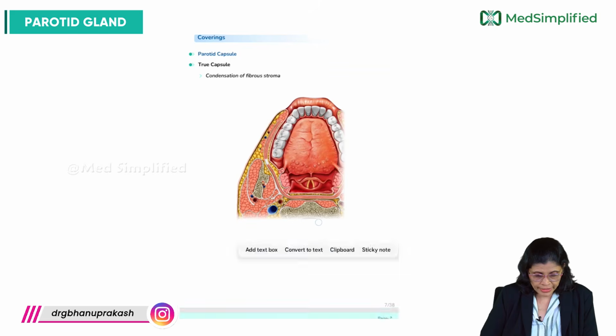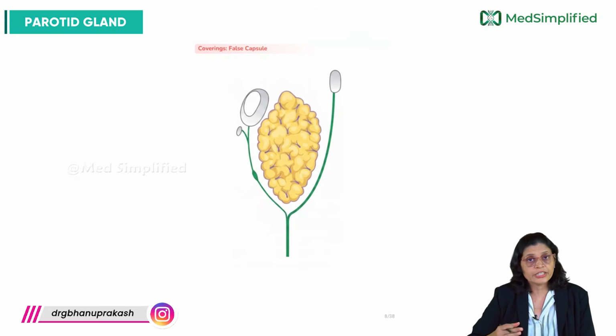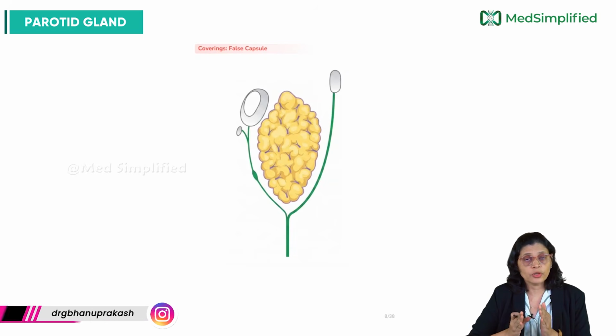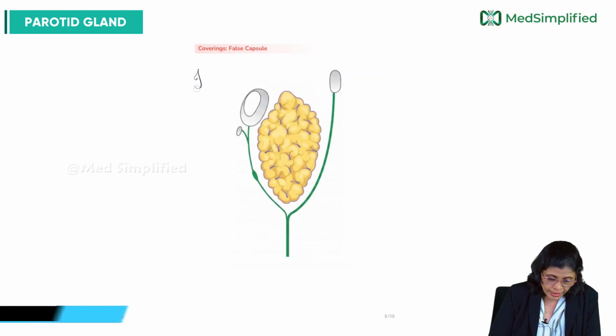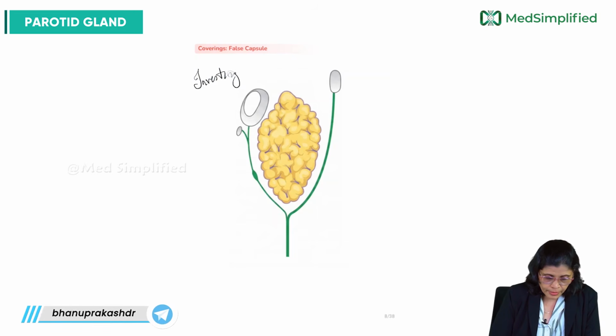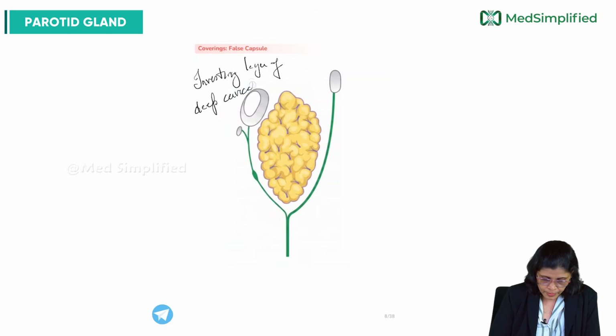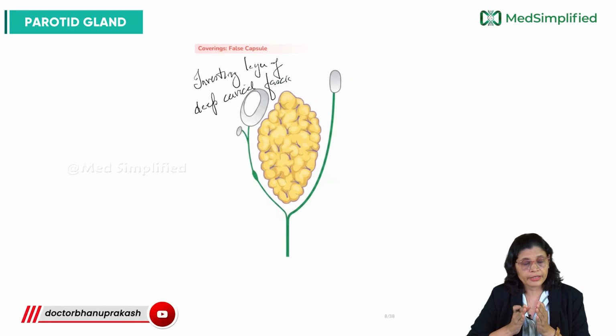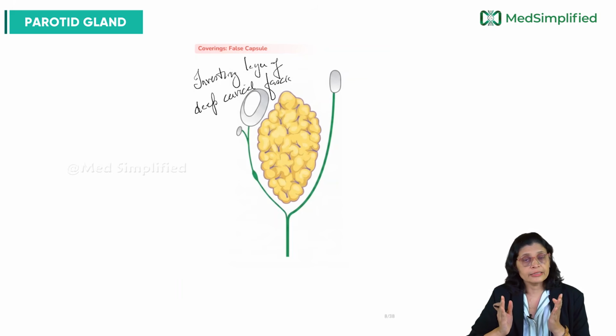Then outside, we have the false capsule or the parotid sheath. This false capsule is formed by the investing layer of the deep cervical fascia. This investing layer of deep cervical fascia splits to enclose the parotid gland, so it has two laminae, the superficial lamina and the deep lamina.